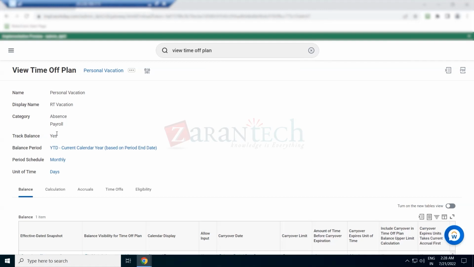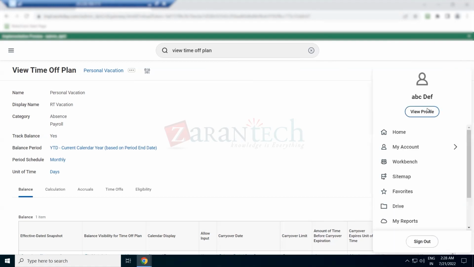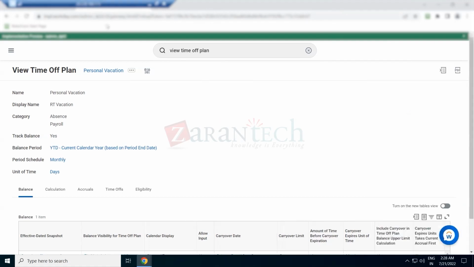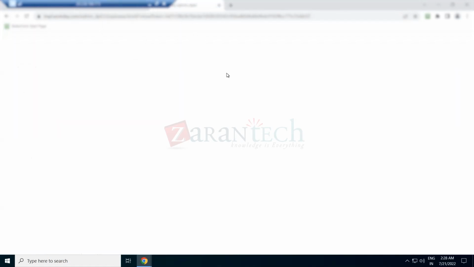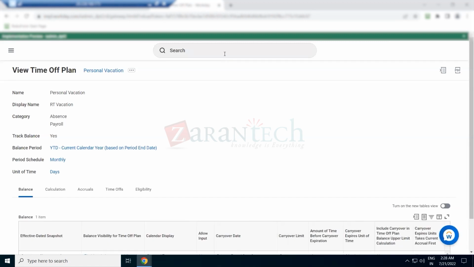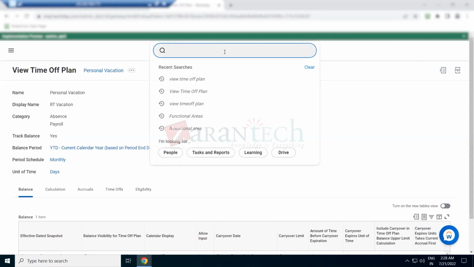So when we look from a user side, just show me how this track balance really shows up on the time off side. So from the user perspective, if I go over here, let's take any user, Logan.